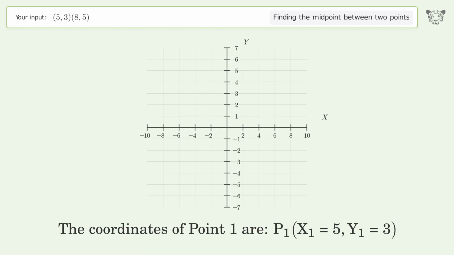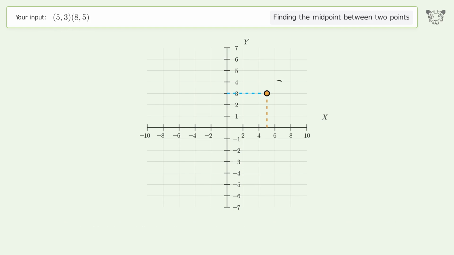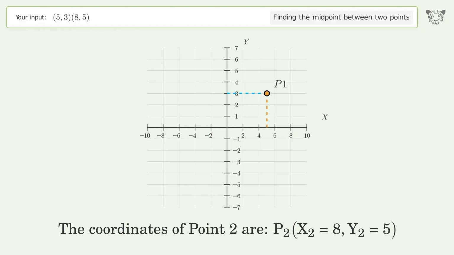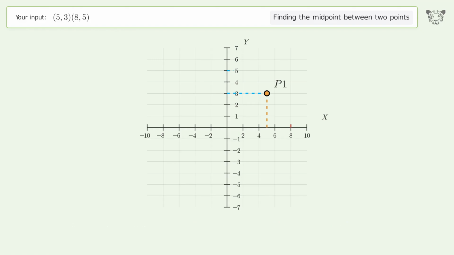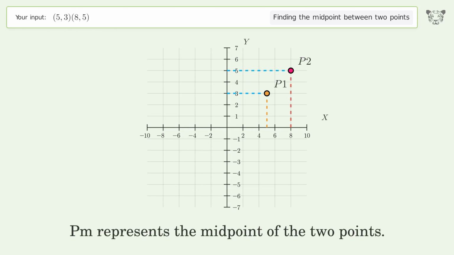The coordinates of point 1 are, x1 equals 5, y1 equals 3. The coordinates of point 2 are, x2 equals 8, y2 equals 5. PM represents the midpoint of the 2 points.